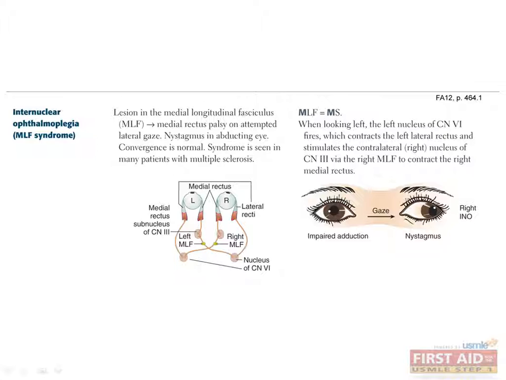However, when the MLF is injured, there is a medial rectus palsy when attempting to look laterally. The eye can't tolerate seeing double, so nystagmus will form in the eye that is looking outwards. Bilateral MLF is pathognomonic for multiple sclerosis, especially when seen in young female patients. The MLF runs down the medial pons, thus a stroke in that area in older patients can also cause internuclear ophthalmoplegia.